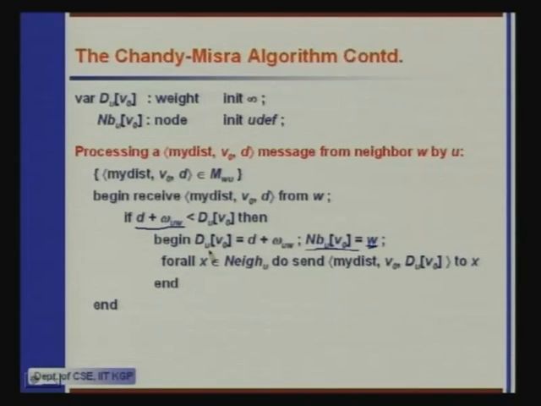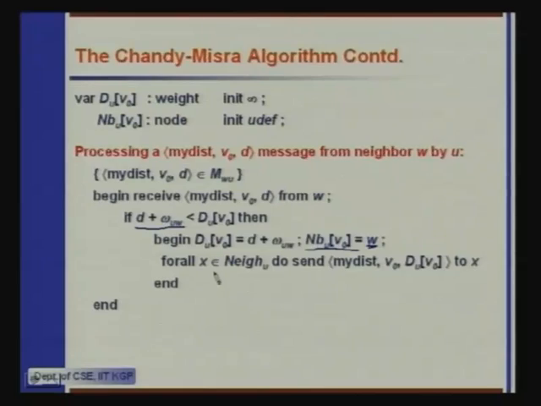And now that my distance has changed, it is quite likely that my neighbor's distance will also change, because I have found a better path. Those who were using me to route packets to V0 may also get a better path through me, because my cost has gone down, so their cost will also go down. So therefore you will have to broadcast this mydist message to its neighbors. For all x belonging to neighbor u, send mydist V0 du V0 to x.